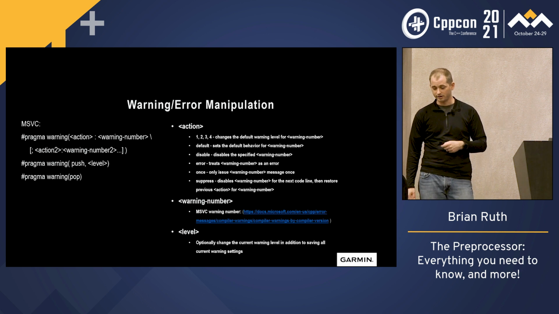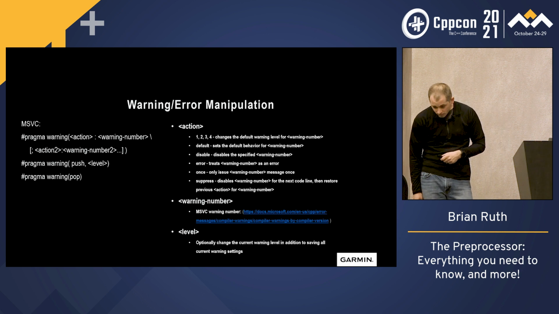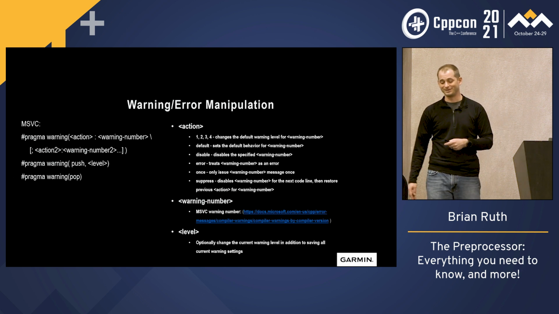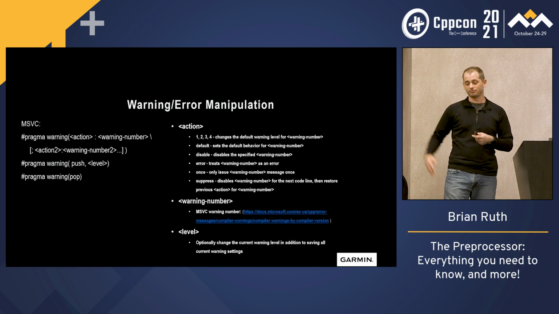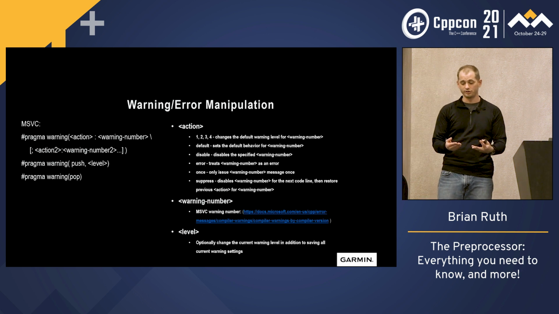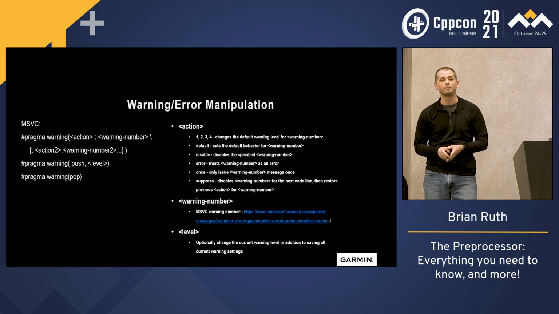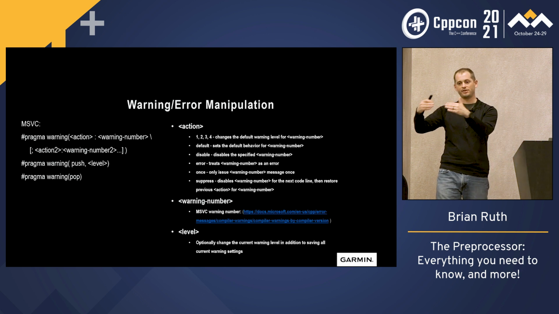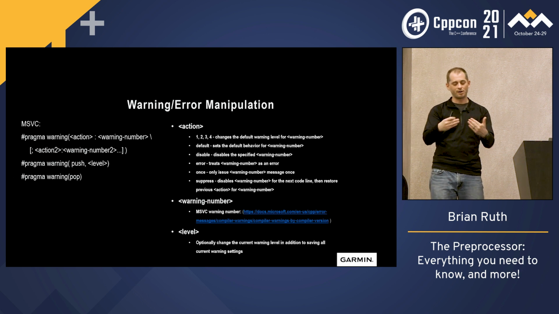Suppress is going to disable the next line. And then previous action for warning number. Oh, it disables the previous action, yeah. The MSVC warning numbers, link there. And then the level, that's going to be optional, so when you're doing the Pragma warning push and the Pragma warning pop, you'll be able to say, push the current level up and then change to this level, and then pop is going to restore whatever level.